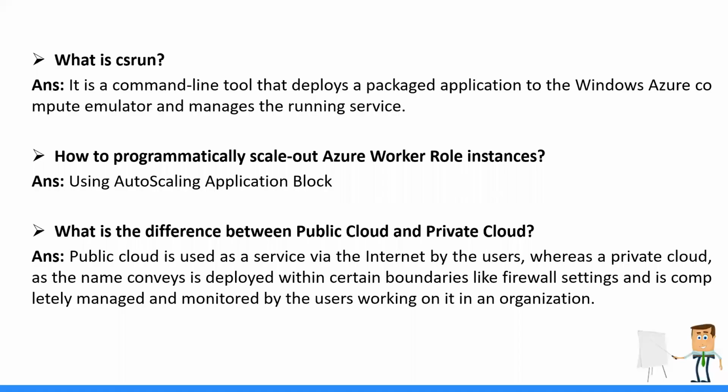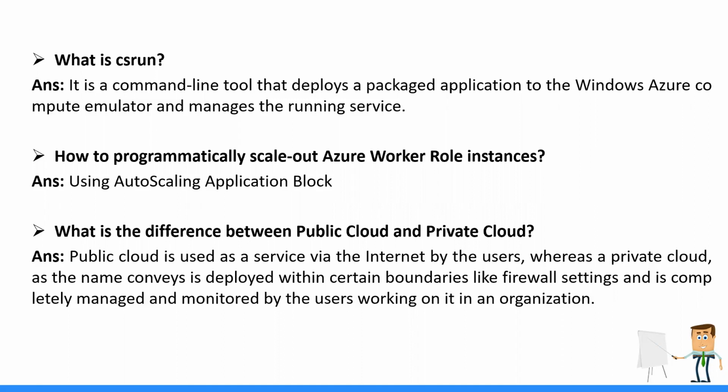The next one is, what is CSRun? It's a command line tool. It deploys a packaged application to Windows Azure compute emulator and manages the running service, right? So as the name itself suggests, CSRun, this is what it does. Now, how to programmatically scale out an Azure Worker Role instance? How can you do that? The answer is again simple, using the Autoscaling Application Block.